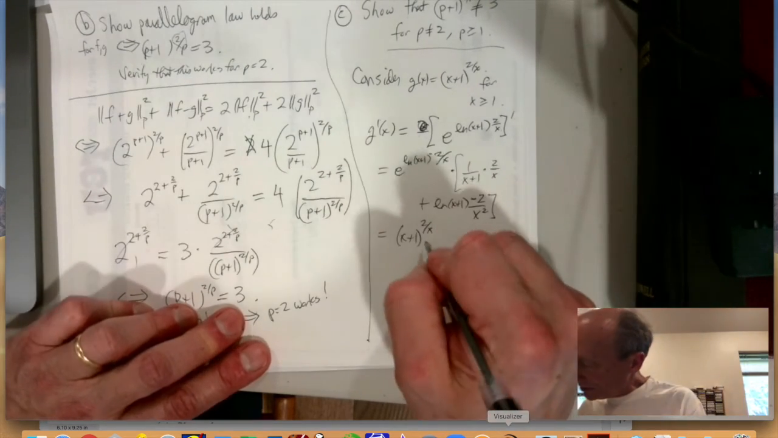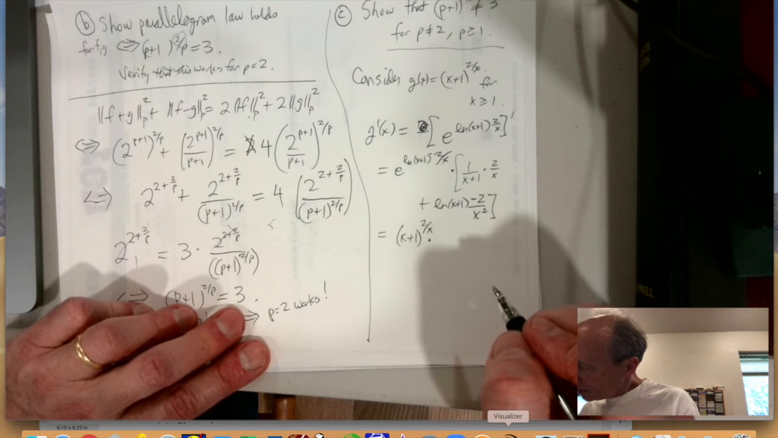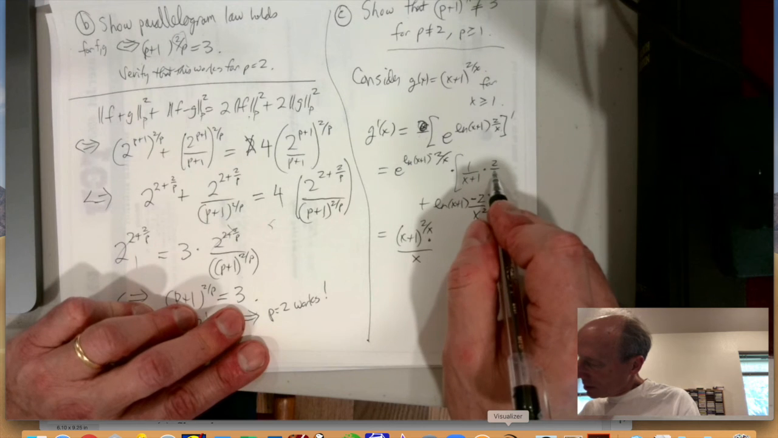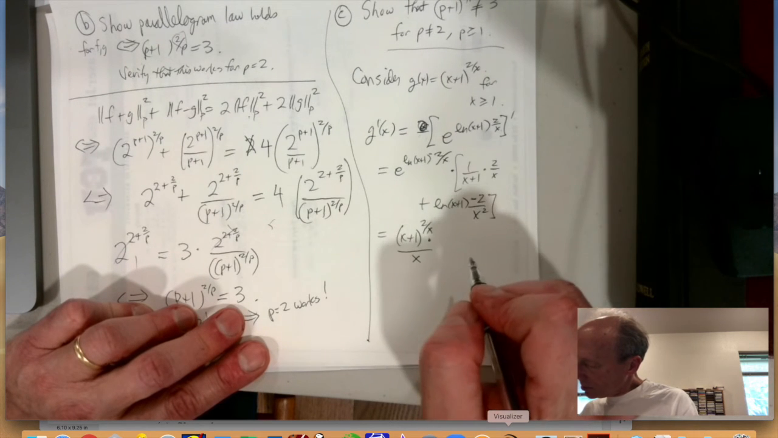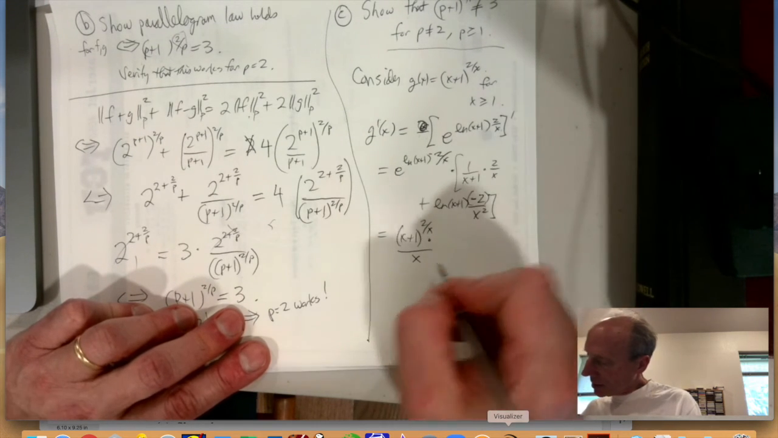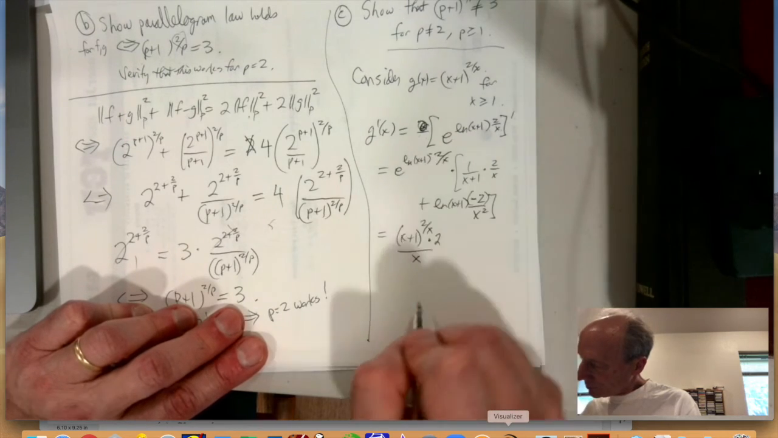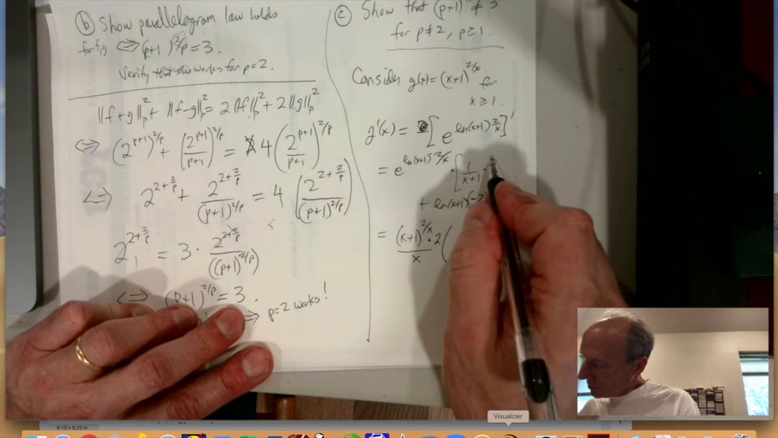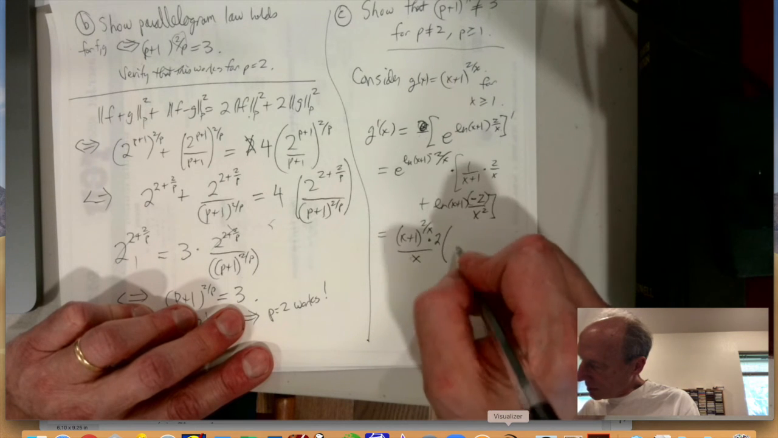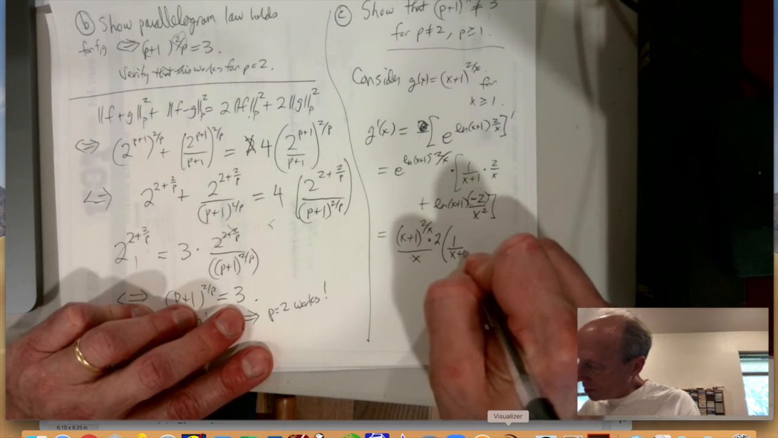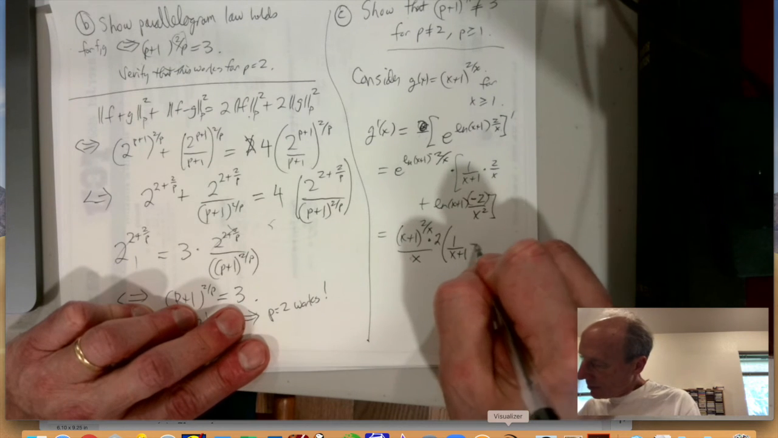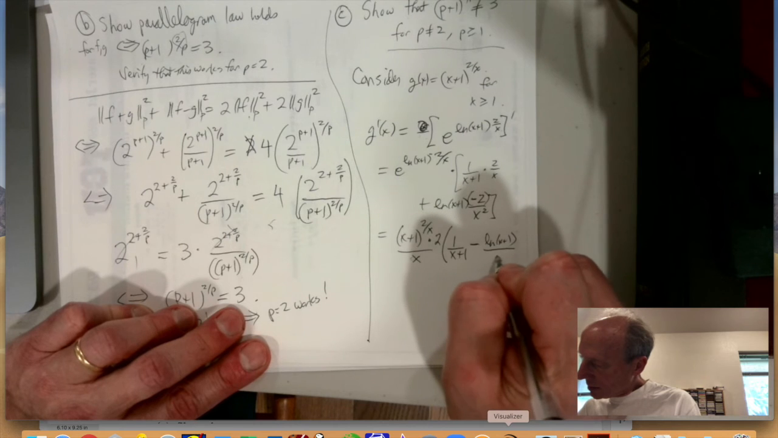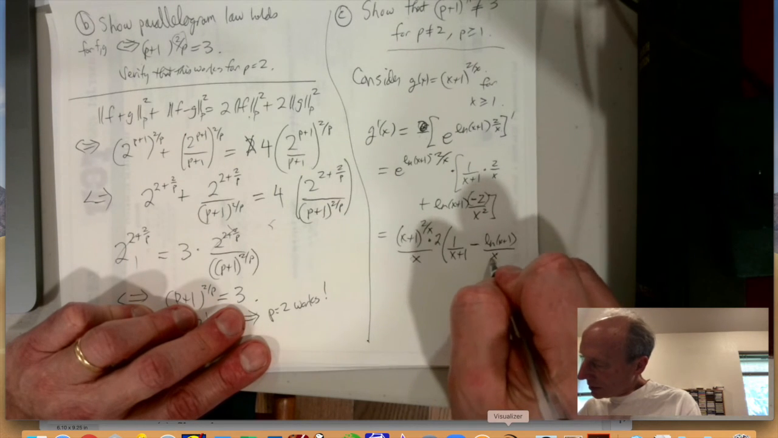So simplified, this is equal to x plus 1 to the 2 over x power, times, let's pull an x out, and negative 2, right? And let's pull a 2 out. So we've got 2 pulled out and over x pulled out. And so we got 1 over x plus 1 minus ln of x plus 1 over x.